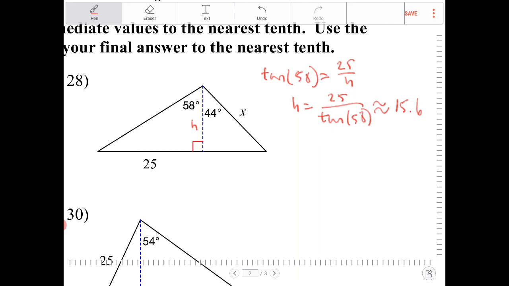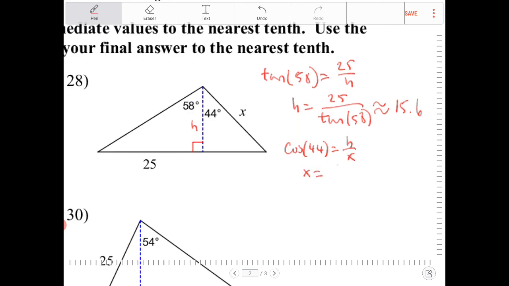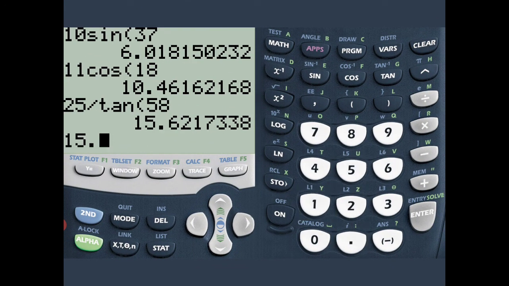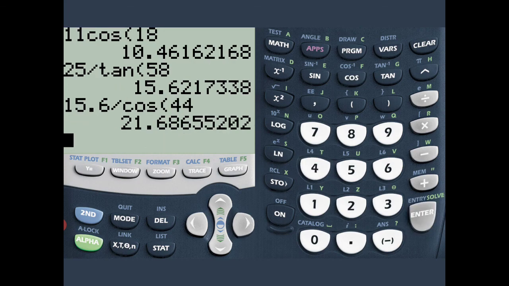And since H is adjacent to 44, and I need to find out what X is, and X is the hypotenuse, I'm going to be using cosine. Cosine of 44 is equal to H over X. So X, therefore, is going to be H over cosine of 44, and I already know what H is. It's 15.6 over cosine 44. I need to enter that into the calculator. 15.6 divided by cosine of 44. That is equivalent to 21.7.